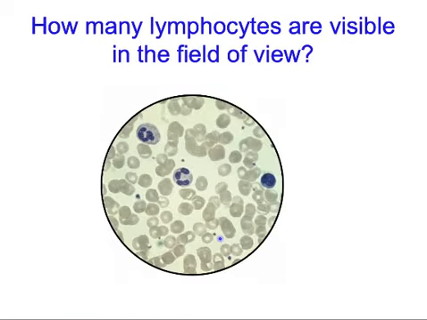On this slide, we can see some different formed elements. The question before us is how many lymphocytes are visible in this field of view, and the answer is 1. There it is. But what are some of these other things visible? Well, there's a neutrophil. There's a neutrophil. That little speck there, that's a platelet. Those are erythrocytes. And of course, the stuff between the cells is plasma.